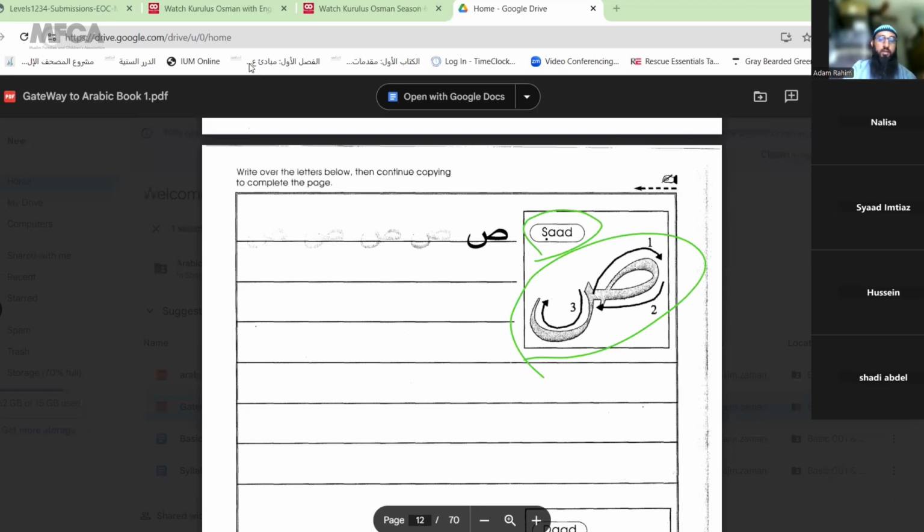Slod. Brother Hussein, please. Slod, a little bit more rounded. Slod, much better. Sister Nelissa. Slod. Ahsant. Brother Shadi. صاد. Ahsant. Brother Sharif. Slod. Very good. And Brother Sayyid. Slod. Ahsant. Very good, very, very good.